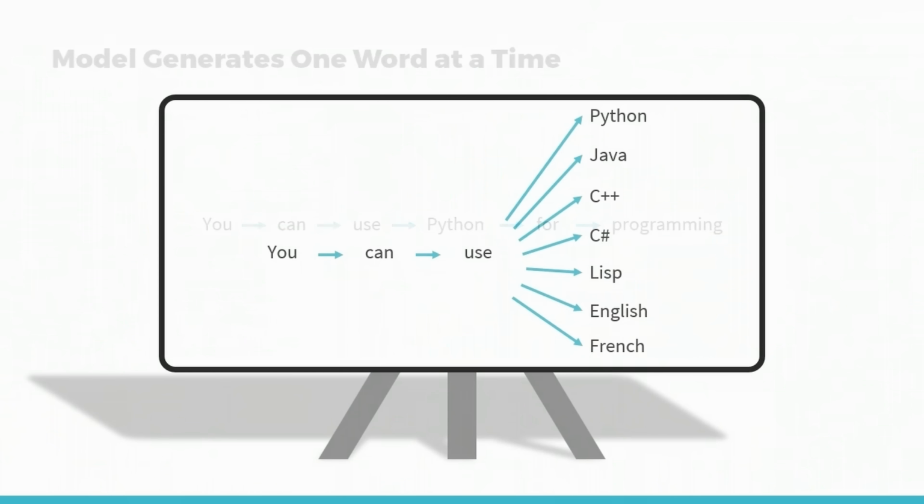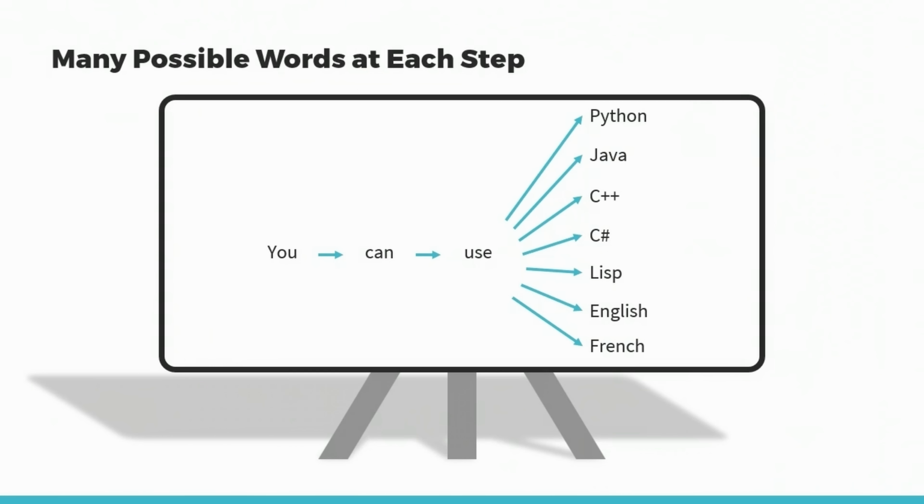Now, at every step in the generation process, there can be many possible next words that the model can choose from. So here is an example of the generation process at one particular step. The words you can use have already been generated, and now the model is trying to figure out what the next word should be. The model will produce a number of different words that it can choose from. So it will produce all of these words that you see here as a hypothetical example: Python, Java, C++, C#, Lisp, English, French.